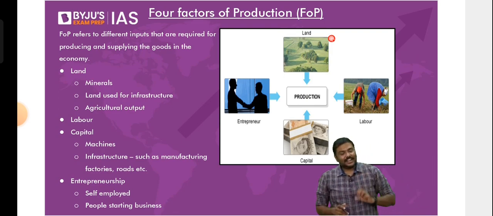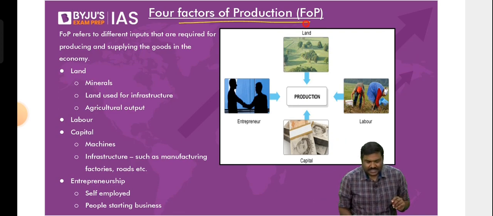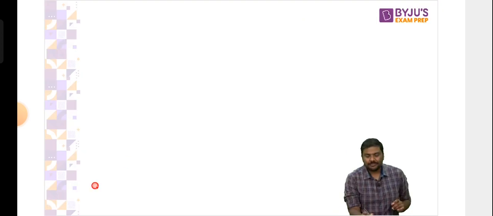Don't worry. There is this idea of factors of production, FOP. Now have a look at this. Let me start with an example here. Imagine you want to manufacture a product.